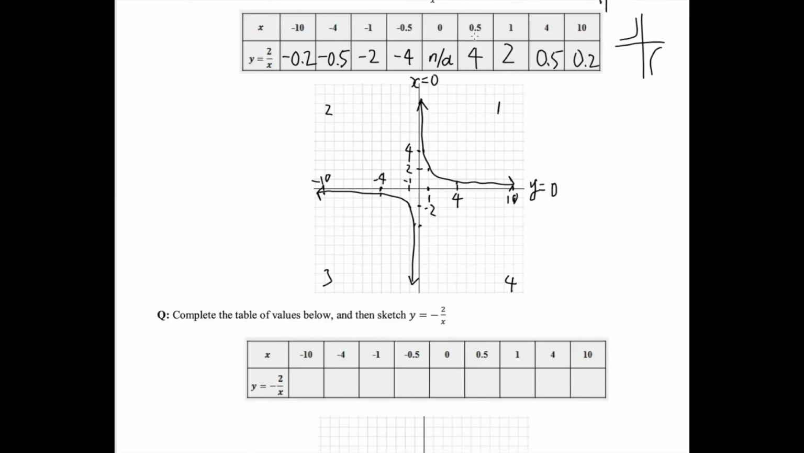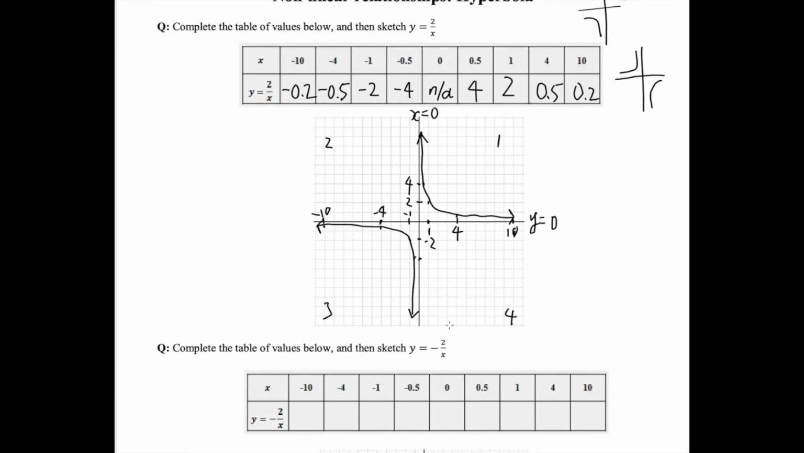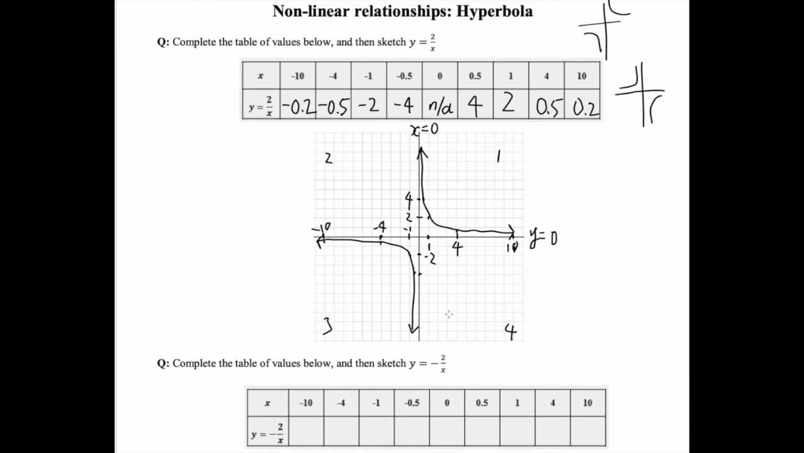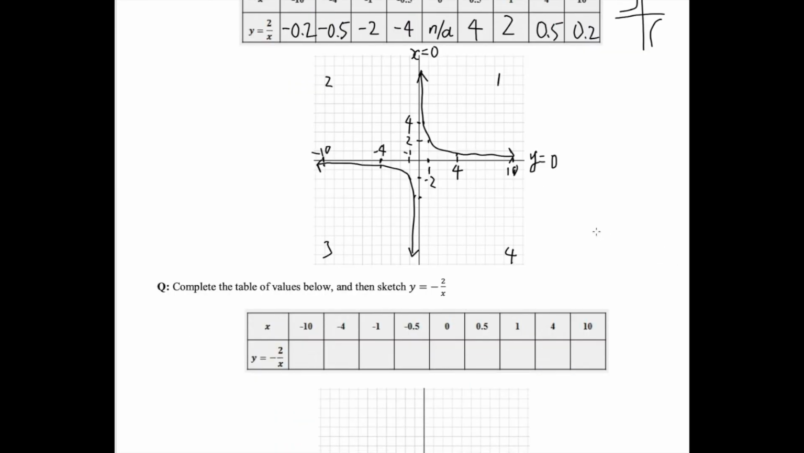Now for the next one. The next one says, complete the table values below and then sketch y equals minus 2 over x. There are two ways you can do this. One way, which I call the slow way, is to actually find all the table values and sketch it out. The second way is to think of a transformation. If you still remember, when you have a graph y is equal to something, and you have y is equal to minus that something, all you need to do is turn the graph upside down. If you still remember with parabolas, when you have y is equal to x squared, then the parabola will look something like this.